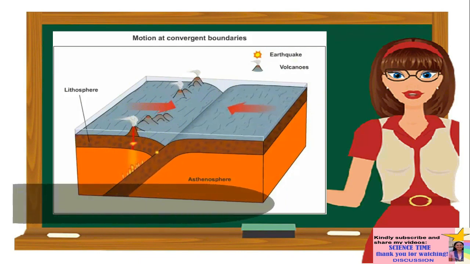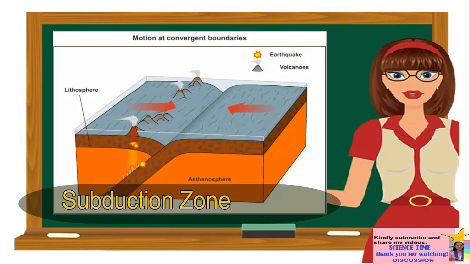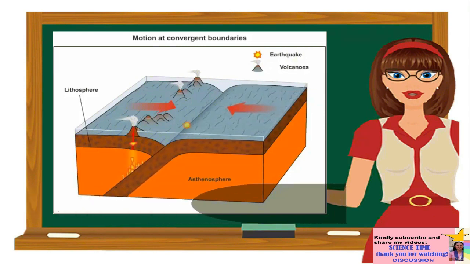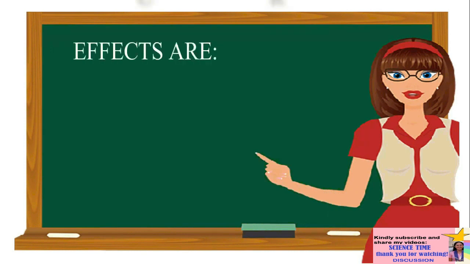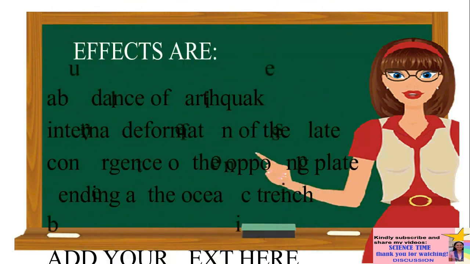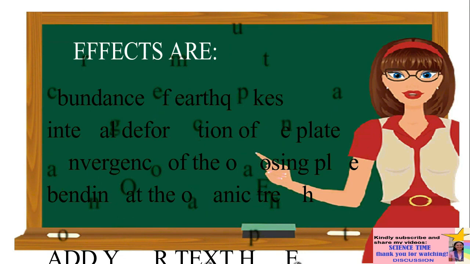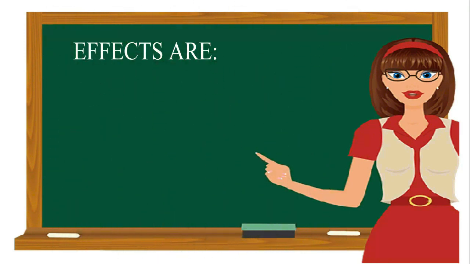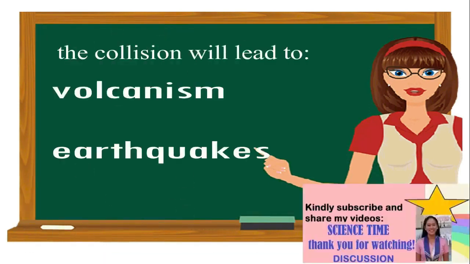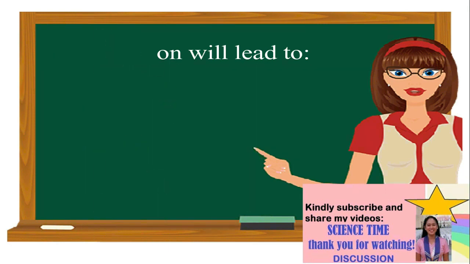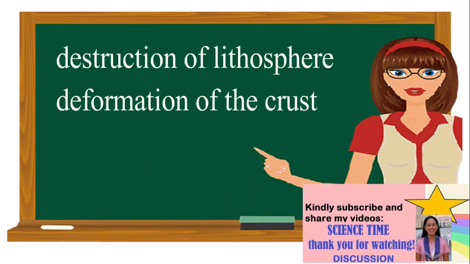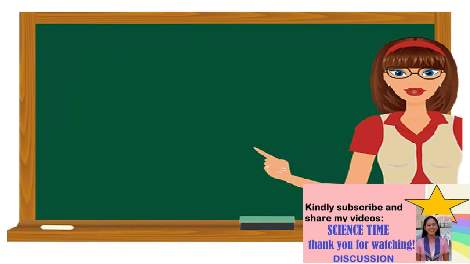Subduction zones are areas where one lithospheric plate slides beneath another at a convergent boundary due to the lithospheric density differences. Subduction zones are often marked by an abundance of earthquakes, the result of internal deformation of the plate, convergence with the opposing plate, and bending at the oceanic trench. These collisions can lead to volcanism, earthquakes, destruction of lithosphere, and deformation of the crust. The geologic features related to convergent boundaries vary depending on crust type.